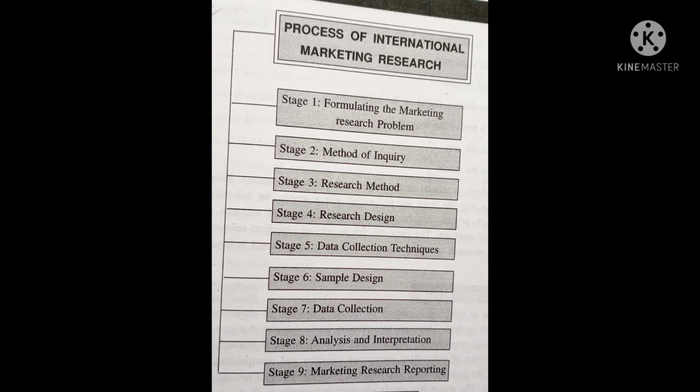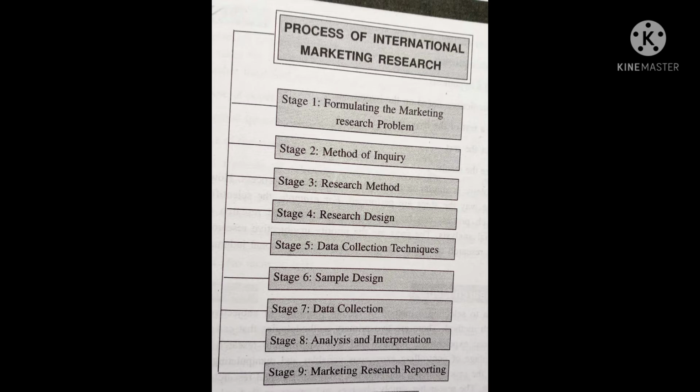Coming to the third process, that is research method. See, in addition to selecting a method of inquiry, the researcher must select the research method. Here, there are two primary methodologies that can be used to answer any research question. That is nothing but experimental research and non-experimental research.